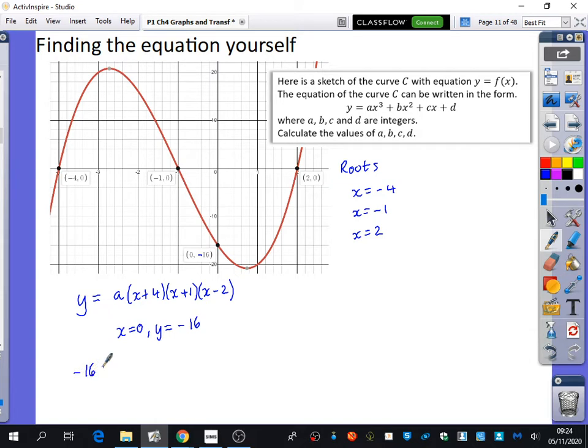So we'll have negative 16 equals a, and then if x is 0 in all of these places, we're going to have 4 times 1 times minus 2. So negative 16 is equal to how much a? Minus 8a. Minus 8a, which tells me that a is equal to 2. So we know that the equation of the graph is y equals 2, x plus 4, x plus 1, x minus 2.